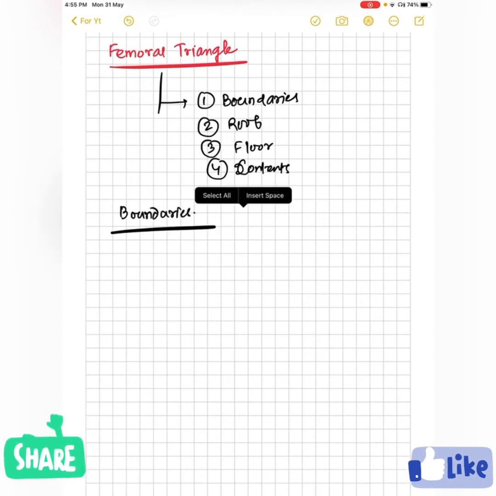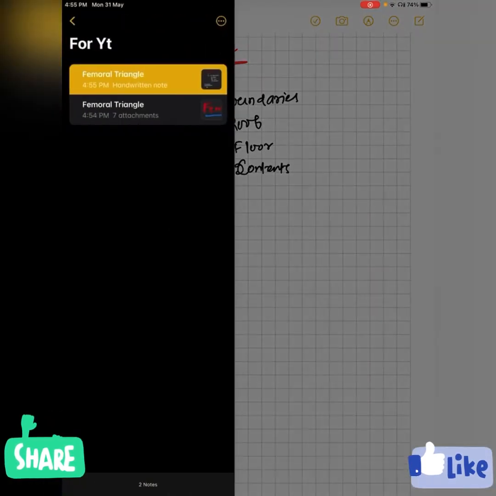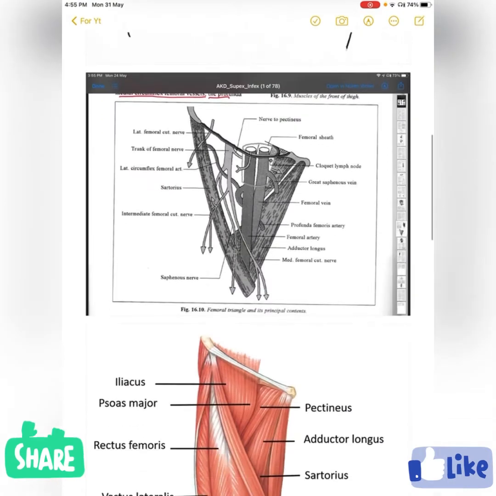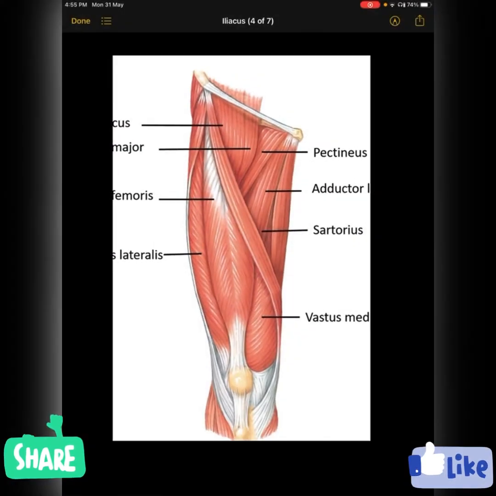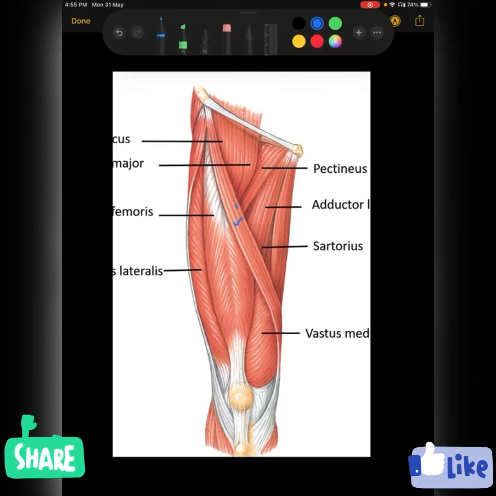So what forms the lateral boundary of the femoral triangle? Let's look at a diagram. So these are the muscles of the anterior compartment of the thigh. You can clearly appreciate this is the sartorius, this is the adductor longus, and this one is my inguinal ligament. So what forms the femoral triangle?